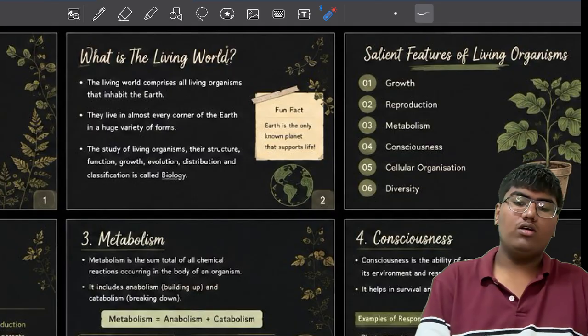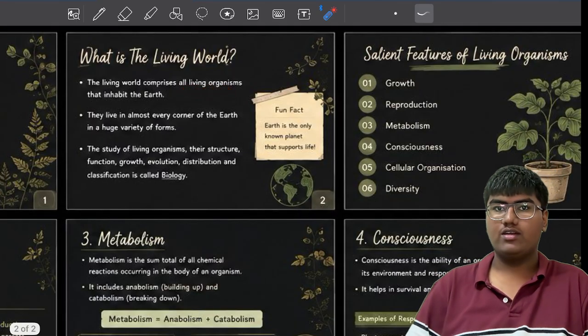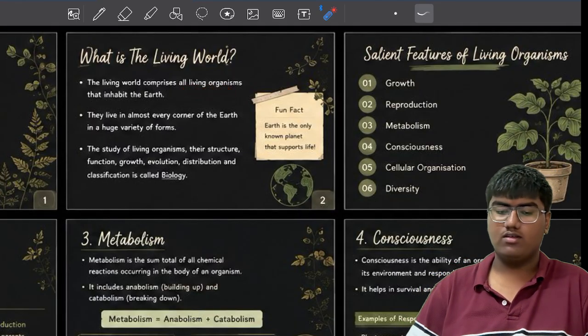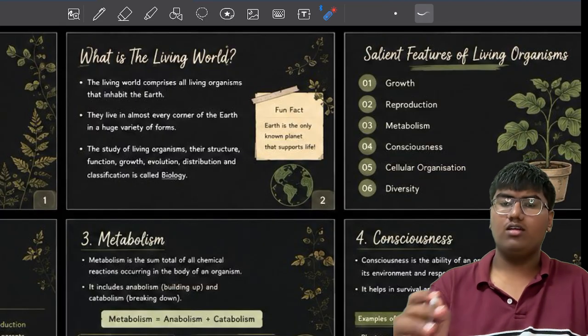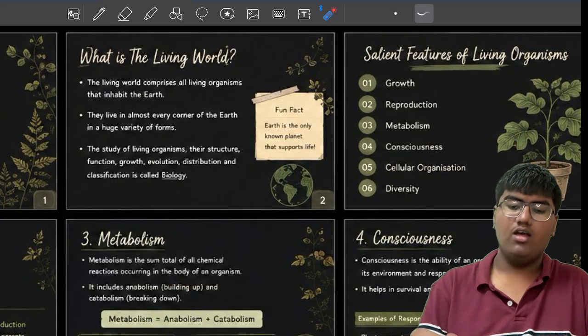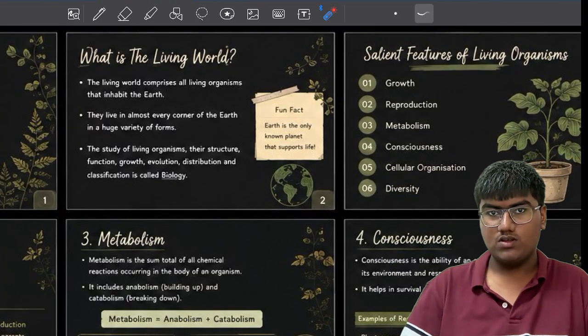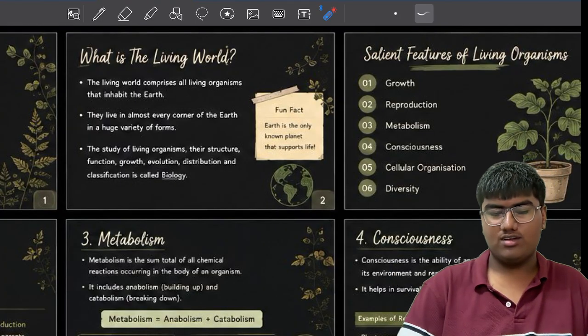The living world comprises all living organisms that are present on this earth. There are many living organisms that are present. We'll understand the count also in this chapter. So let's start further.